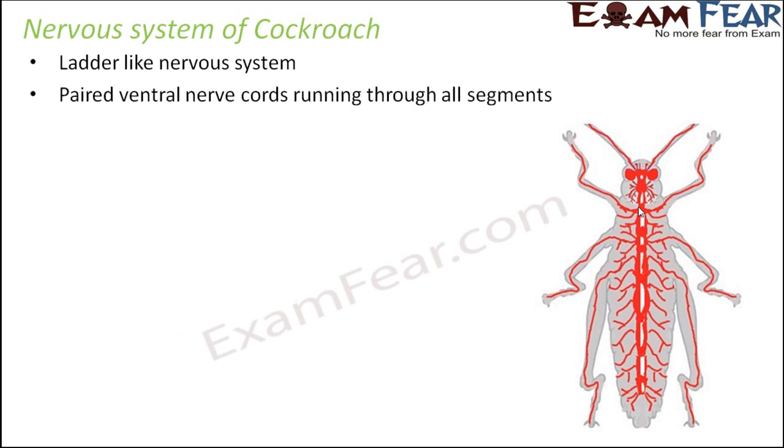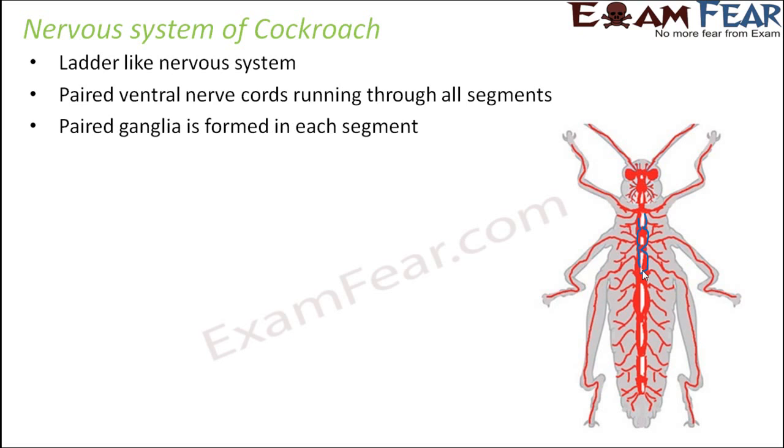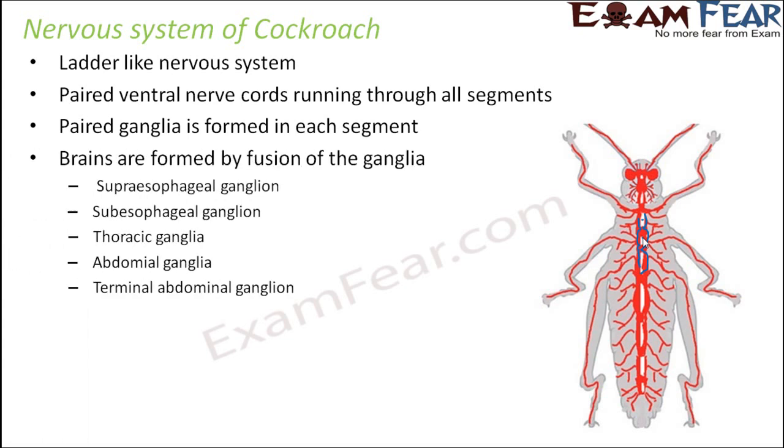They have paired ventral nerve cords running through all the segments. So here you can see these red colored nerve cords. This is one pair and this is another pair. So paired ventral nerve cords will run throughout the body. Paired ganglia are formed in each segment. So in each segment you have a paired ganglia. Brains are formed by fusion of the ganglia. As I said, the ganglia fuse together to form the brain.